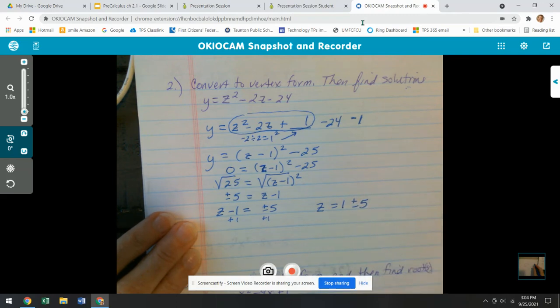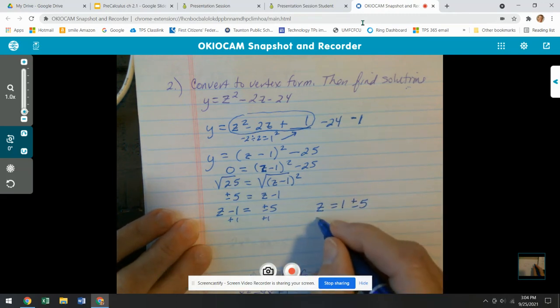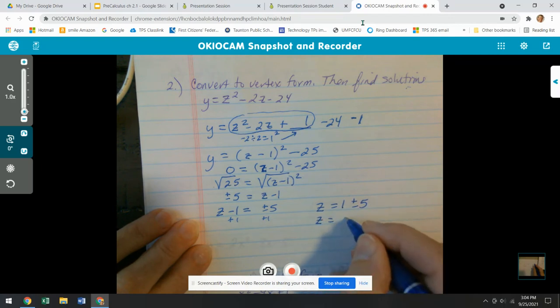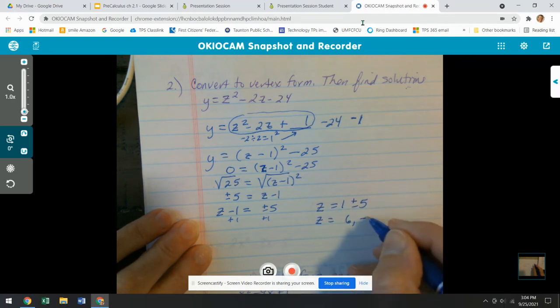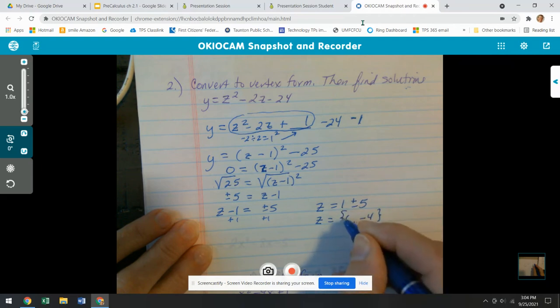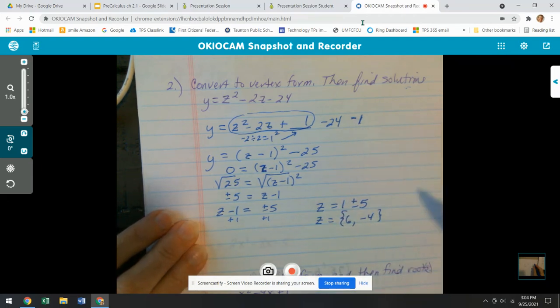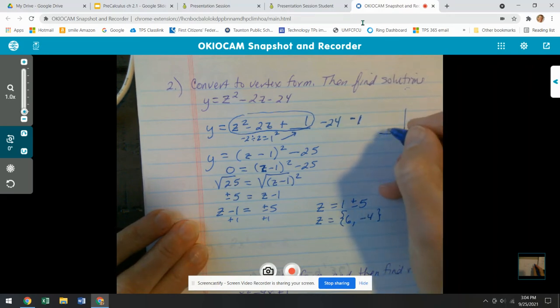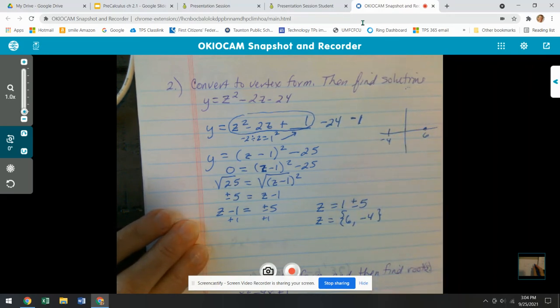And so I just evaluate each of those. z is going to equal 1 plus 5 is 6, and 1 minus 5 is negative 4. And so those are the solutions to this equation. If we were to graph the parabola, we know that at 6 and negative 4, those are the roots of the equation.